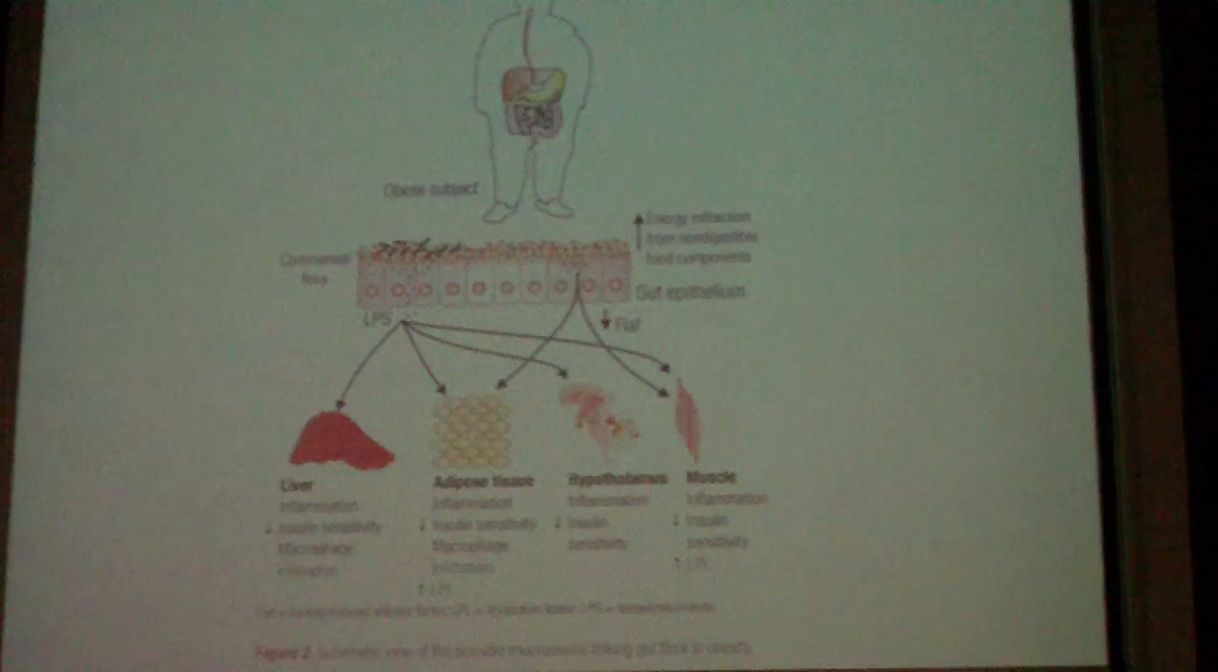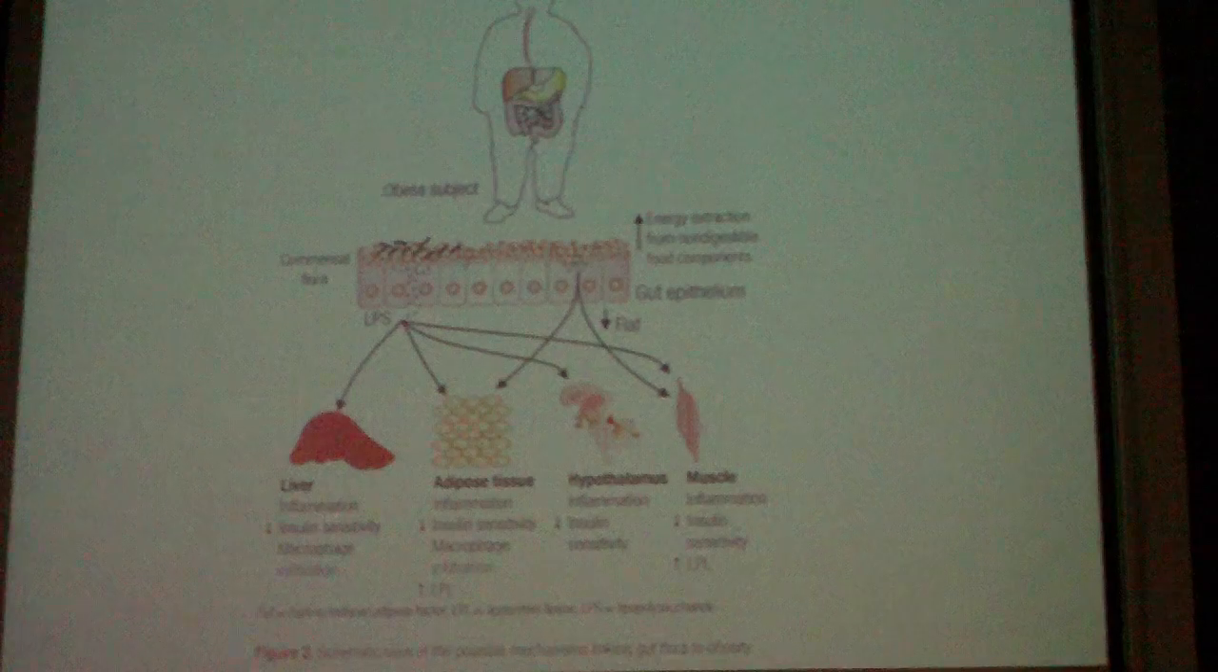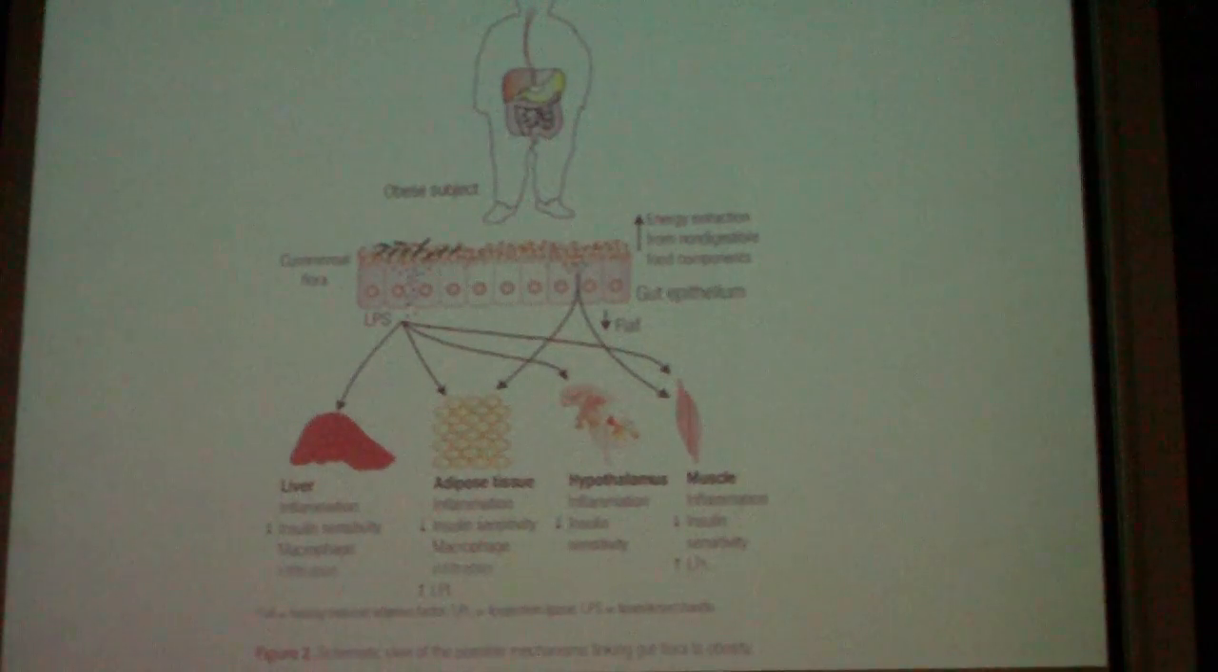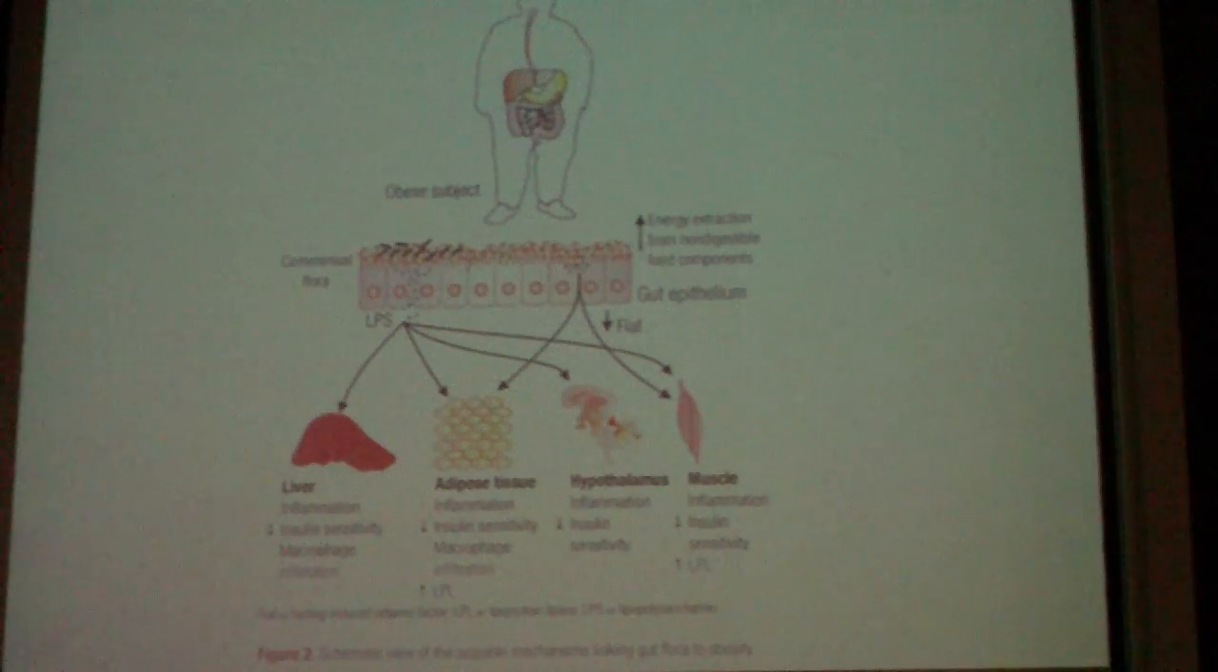So what's the link between gut microbiota and obesity? The hypothesis is that in an obese subject, there is a different composition of gut microbiota, leading to a higher energy extraction out of the non-digestible food components. So certain species of bacteria have a better capacity to extract energy out of the food.